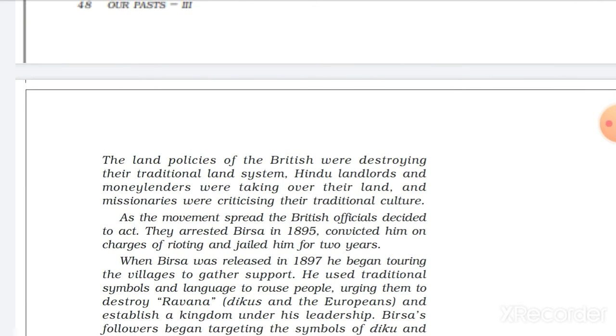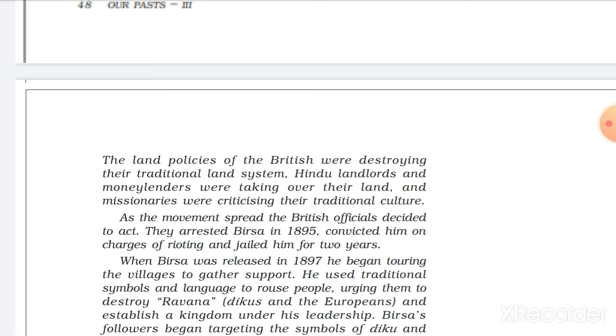Now, as Munda tribal people started rebelling against the people, the British got so scared. When this movement of Birsa was spreading, the Britishers arrested Birsa Munda in 1895. Remember when the Britishers arrested Birsa Munda? 1895. On what charges? On the charge of rioting, and jailed him for 2 years.